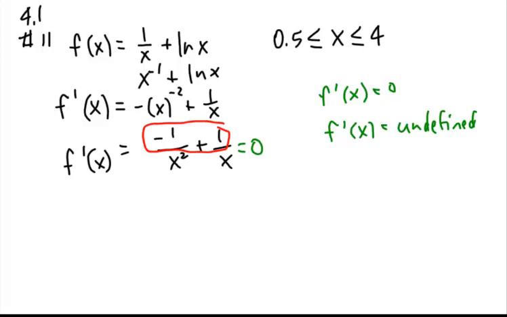Okay? So the next thing I need to do is look in the denominator, and anywhere the denominator then is equal to 0, I'm undefined, and that's a possible max or min. Okay? So what you're going to do is take the denominator here, x squared, and set it equal to 0. So my critical point is going to be x equals 0.